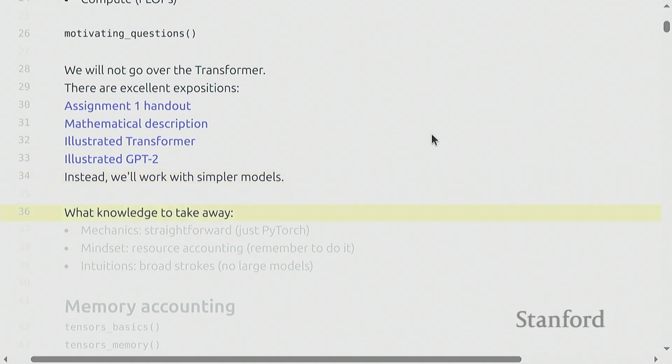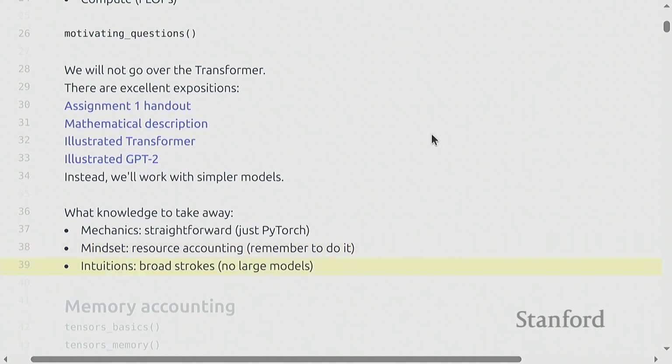Okay, so remember last time I said what kinds of knowledge can you learn? So mechanics, in this lecture, it's going to be just PyTorch and understanding how PyTorch works at a fairly primitive level. So that will be pretty straightforward. Mindset is about resource accounting, and it's not hard. You just have to do it. And intuitions, unfortunately, this is just going to be broad strokes for now. Actually, there's not really much intuition that I'm going to talk about in terms of how anything we're doing translates to good models. This is more about the mechanics and mindset.